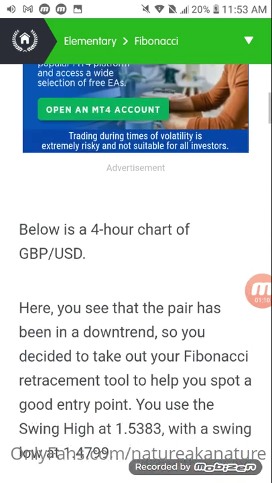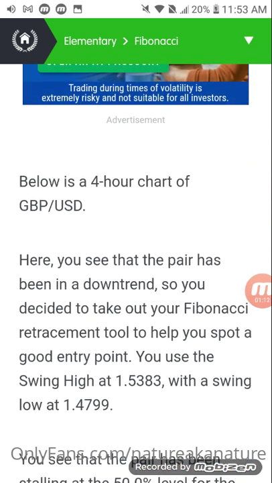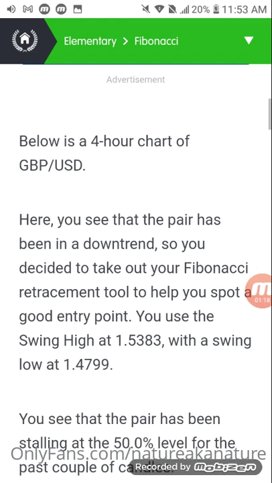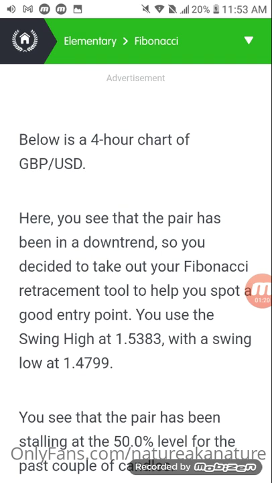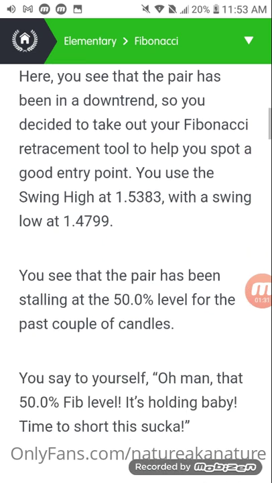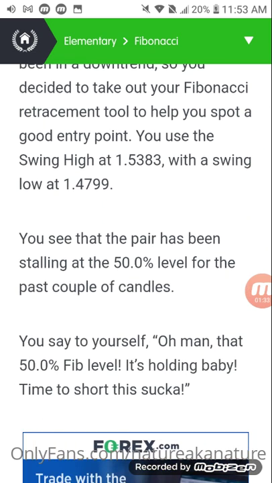Below is a 4-hour chart of GBPUSD. Here you can see that this pair has been in a downtrend. So you decide to take out your Fibonacci retracement tool to help you spot a good entry point. You use the swing high at 1.5383 with a swing low at 1.799. Okay, so you see that the pair has been selling at the 50 level for the past couple of candles.